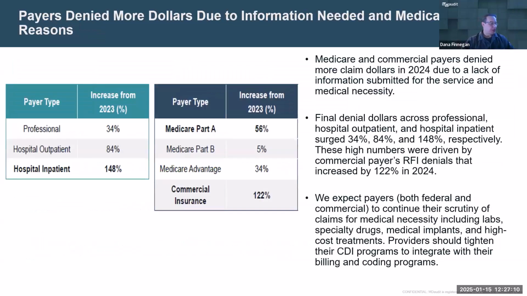This is one that we really want you to take a look at: payers denying more dollars for information needed in medical necessity. Really quickly on the hospital inpatient side, we saw a 148% increase in inpatient, and a lot of that was driven by your commercial insurances. Your commercials are doubling down. Even if you're coding appropriately into the highest level of accuracy and integrity, they're looking for very specific documentation to support medical necessity and certain documentation that's needed. The MDaudit report shows you those DRGs and those for specialty procedures and high-cost drugs where they're looking for that information needed and what is needed to support the medical necessity by payer. Come to us, we can help you understand this more.